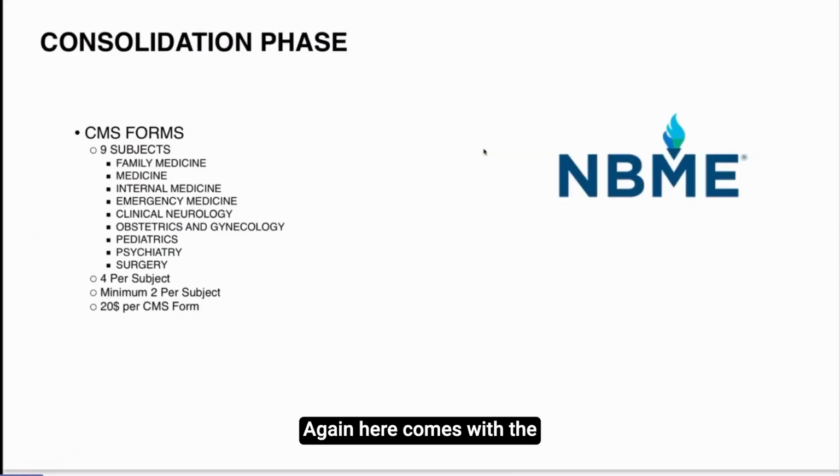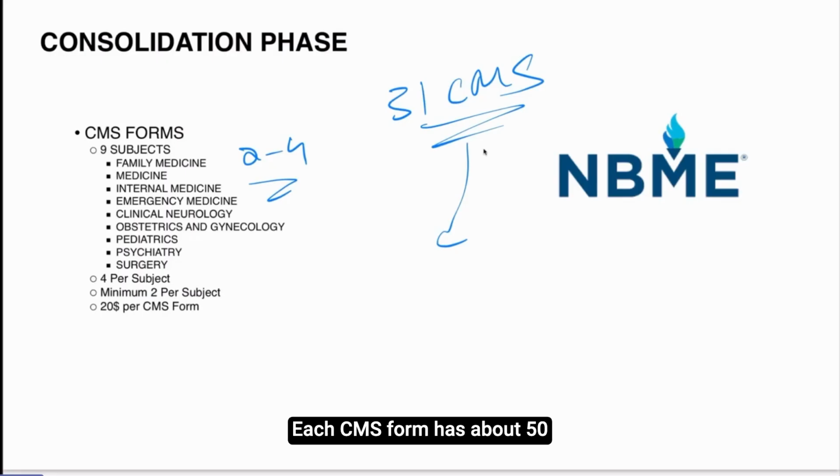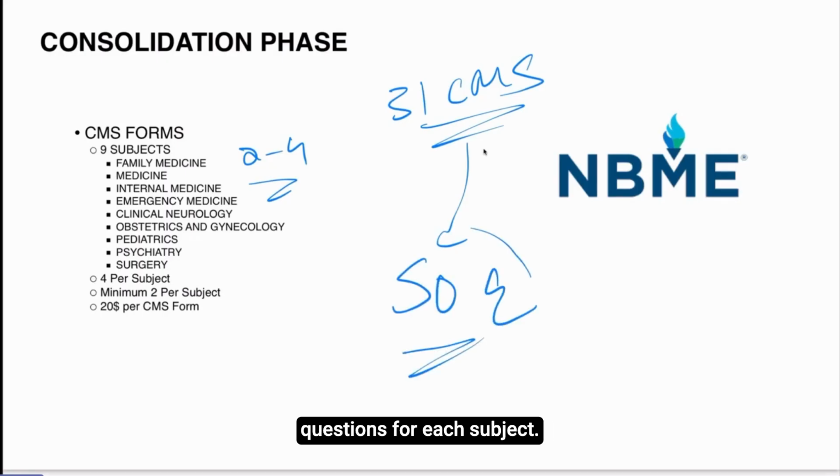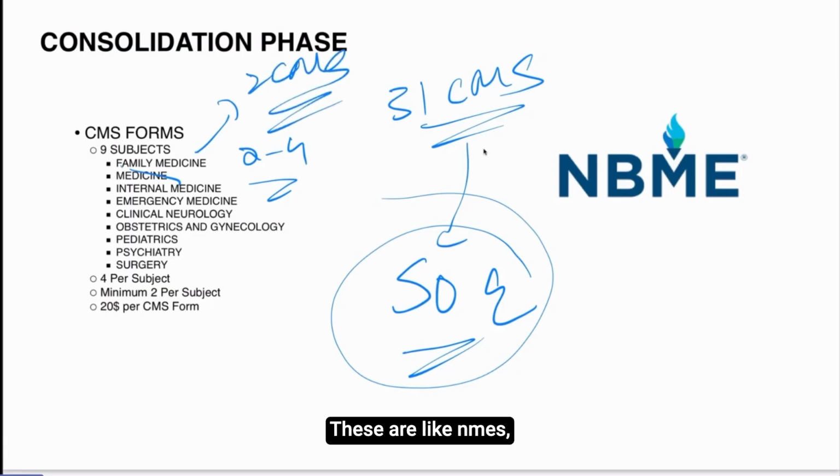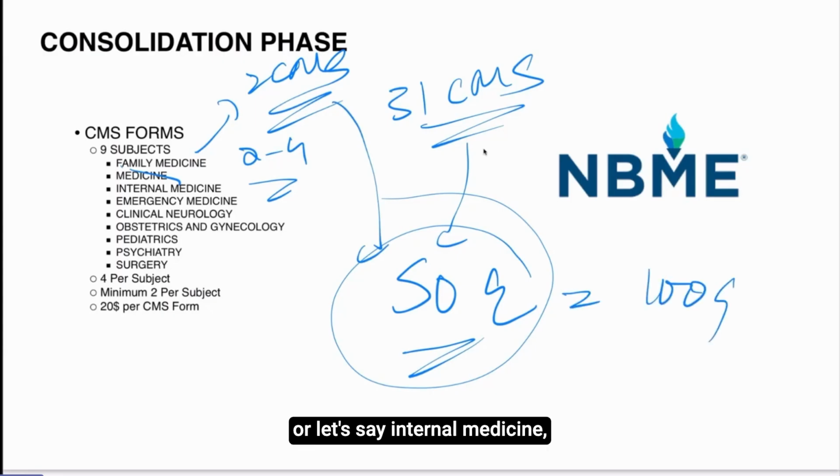Consolidation phase, again, here comes with the CMS forms from NBMEs. These are clinical mastery shelf forms. There are about 9 subjects, and you want to be doing clinical. There are about 2 to 4 CMS forms per subject. There are about 31 CMS forms in existence. Each CMS form has about 50 questions for each subject. So family medicine, you will see maybe 2 CMS forms by the NBME. These are like these, but subject specific. Each CMS form will have 50 questions. So for example, family medicine, you'll have 100 questions. Or let's say for internal medicine, if there are 4 CMS forms, you'll have 200 questions.